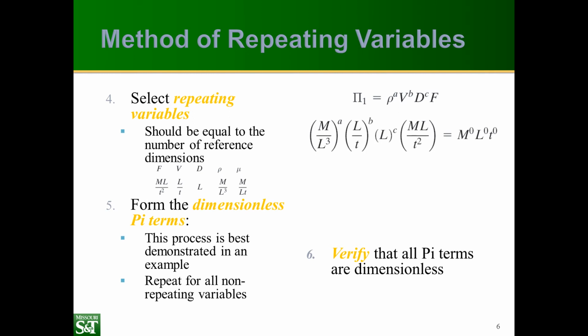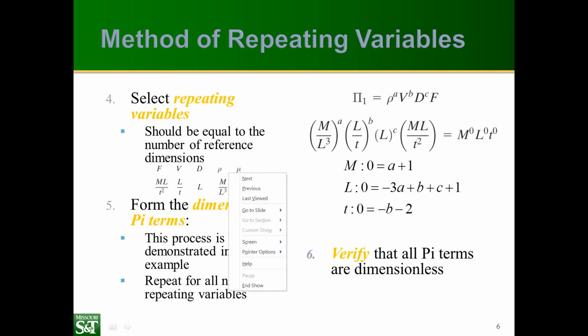So we want the dimensions of all of these multiplications to add up to no dimensions. We start by creating an equation for the dimensions of the pi term. So the dimensions of density to the a times the dimensions of velocity to the b times the dimensions of diameter to the c times the dimensions of force should be equal to mass to the 0, length to the 0, time to the 0 power. Now we can divide this up into 3 separate equations: an equation for mass, an equation for length, and an equation for time. So we can actually solve these equations.